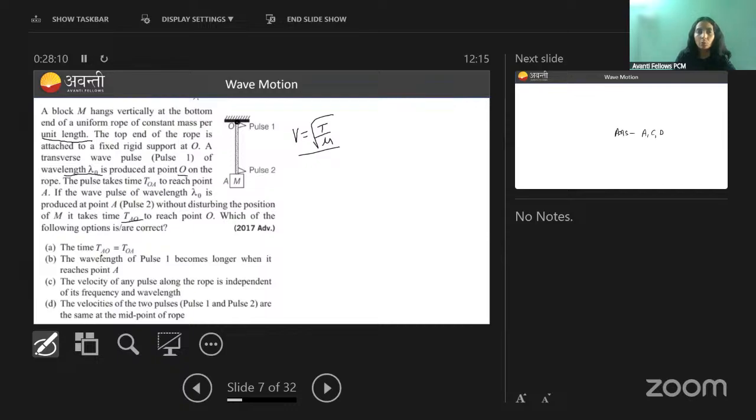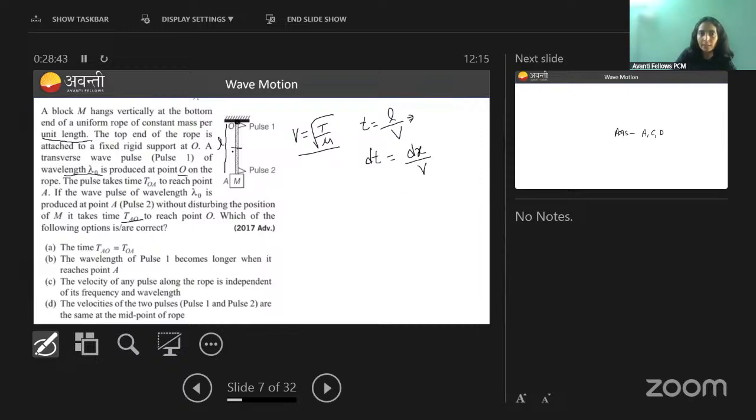We have to talk about what is the status of TAO and TOA. If you write the velocity of wave, what will be the time? Time will be simply the distance traveled. Distance traveled is the same, that is equal to length, divided by velocity. Since velocity is not constant, we need to calculate the small time it is taking to cross a small length, so we need to write dt, and dt is equal to dx by v.